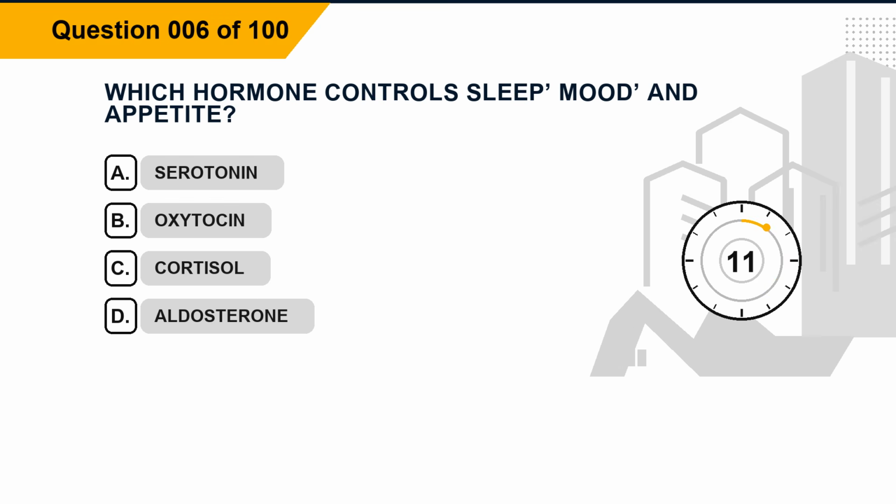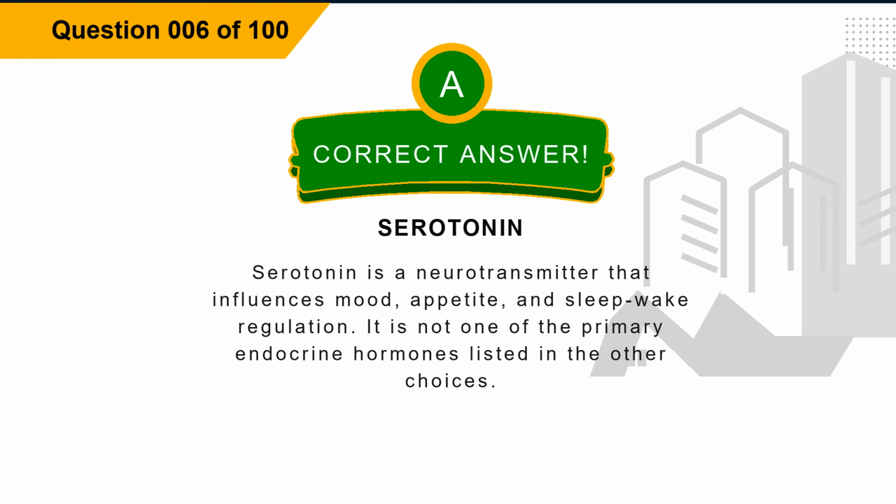Question 6. Which hormone controls sleep, mood, and appetite? Option A, serotonin. Option B, oxytocin. Option C, cortisol. Option D, aldosterone. The correct answer is option A, serotonin. Explanation. Serotonin is a neurotransmitter that influences mood, appetite, and sleep-wake regulation. It is not one of the primary endocrine hormones listed in the other choices.